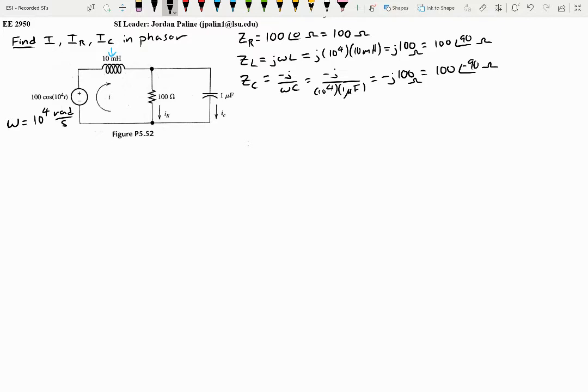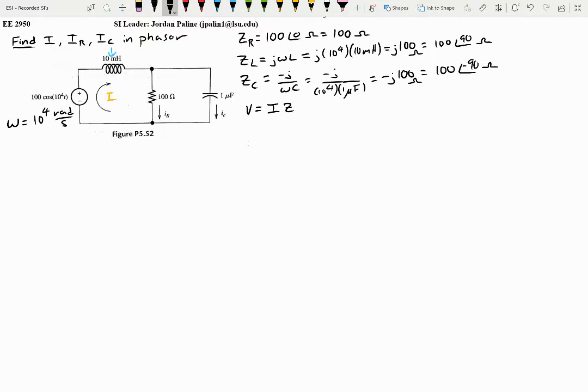We're going to treat this now like we would treat any other problem. In order to find the currents IR and IC, we would first need to find this current here, I. So to do that, let's break all of these elements down to one equivalent element, and from there we can solve using known laws, or V is equal to IZ.